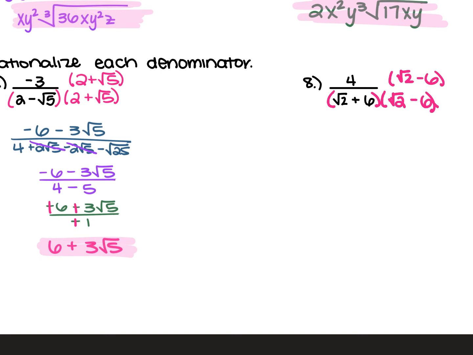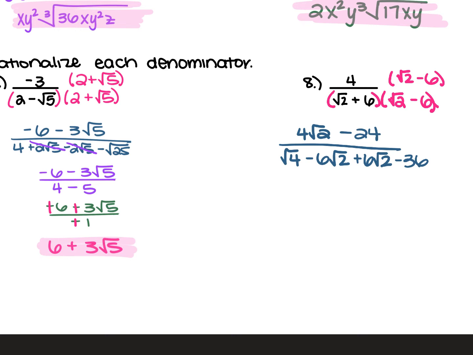So the 4 times the square root of 2 is 4 square root 2. 4 times negative 6 is negative 24. On the bottom, the square root of 2 times the square root of 2 is the square root of 4. Square root of 2 times negative 6 is negative 6 square root 2. 6 times the square root of 2 is positive 6 square root 2. And 6 times negative 6 is negative 36.